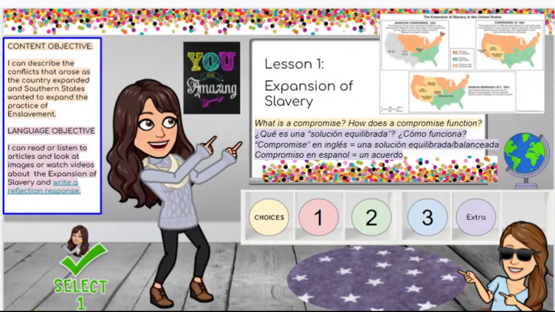Alrighty, hello everybody. So today just looking to do a quick overview on lesson 1 in our new digital notebook on sectionalism and the Civil War. So this first lesson is about the expansion of slavery in the United States as we are expanding westward and looking at the compromises that were made between the North and the South and how it shows the sectional divide that is existing and is continuing to grow in the country.